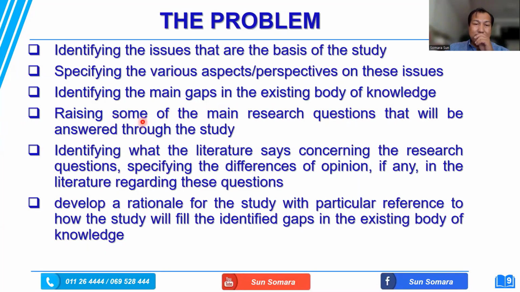And addressing some of the main research questions that will be answered through the study. Okay, develop research questions that might answer the statement of problem here. All right. Identify what the literature review says concerning the research question, specifying different opinions, if any, in the literature review regarding this question. So your research question must be developed based on the literature review. Yes, somehow we can say some recommendations from the literature review that you have read. You may come up with a better research question for your study.